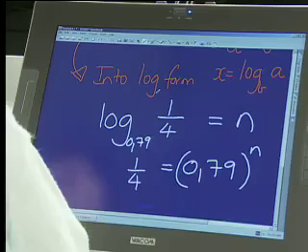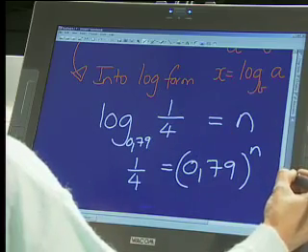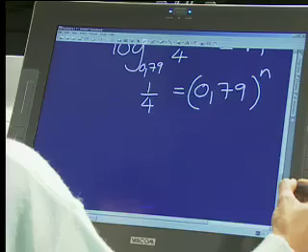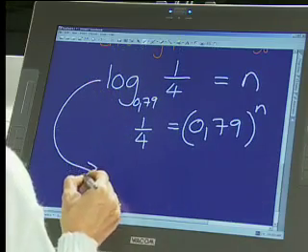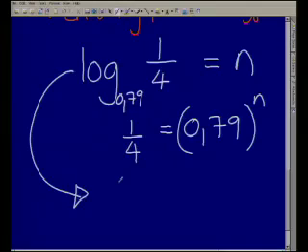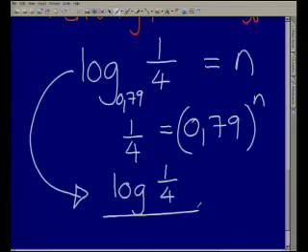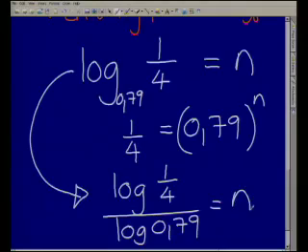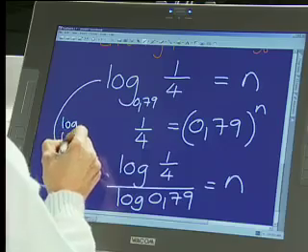But the calculator still can't do that. So we need to change into a format that is useful for us, and that will be the change of base law, which says that that is the same as log of 1/4 divided by log of 0.79, and that will be equal to n. And that is our change of base law. It's one of the log laws that we get used to, that it's the same thing as changing to base 10 of the log of that result over the log of the base. That will be exactly the same. So that would be our log law.